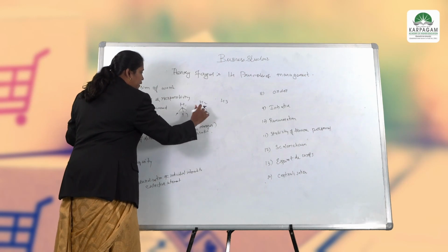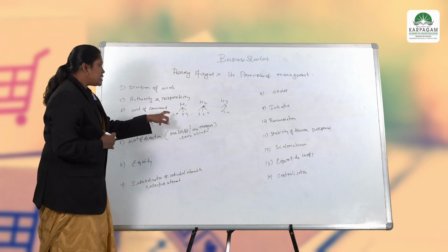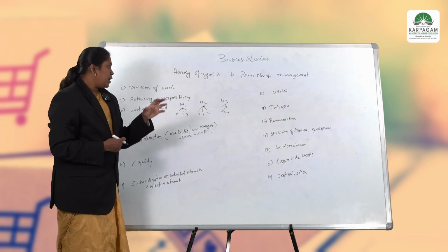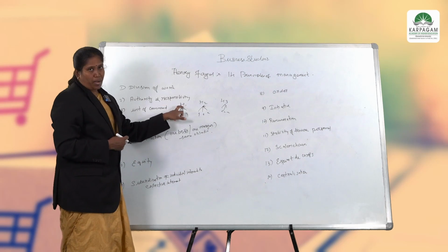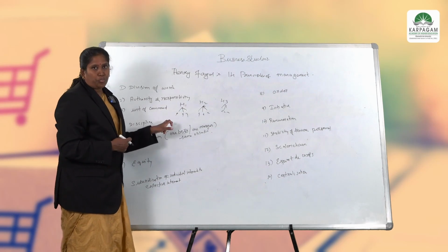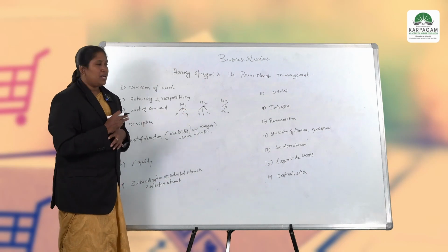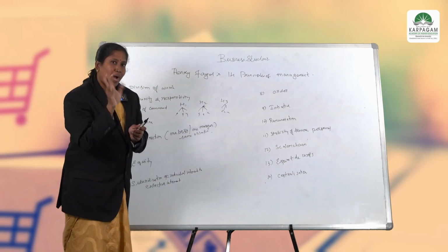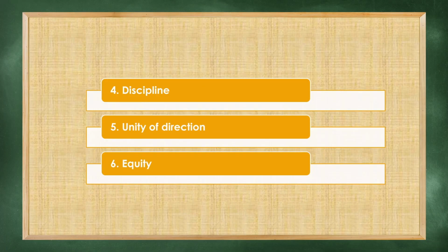Okay, these are all the subordinates. So this subordinate should receive whatever the order or instruction only from this head 1, not from the head 2. If not, there will be a greater confusion in both the departments. So that's what they are saying: only one boss, one manager. The next one is discipline.